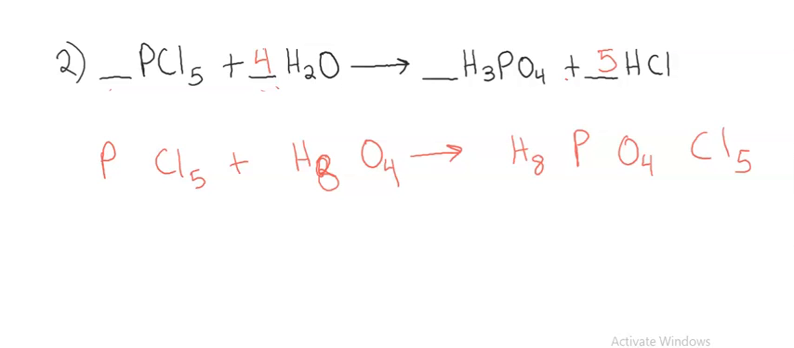So let's circle them. Phosphorus is 1, good. Chlorine 5, good.